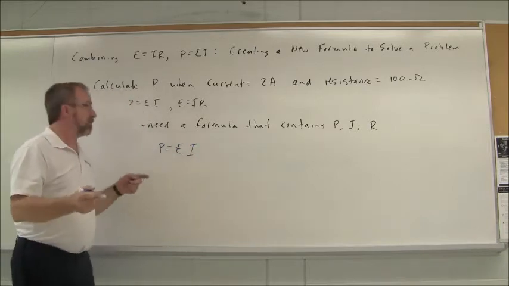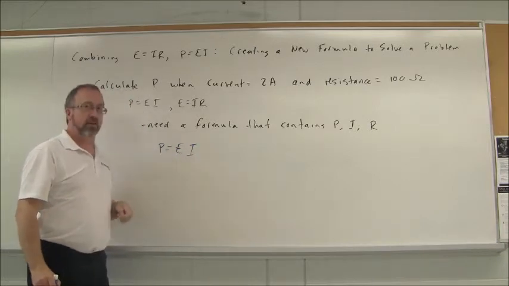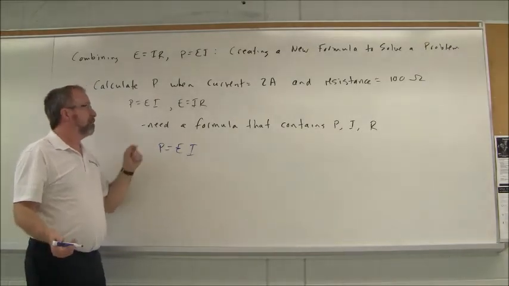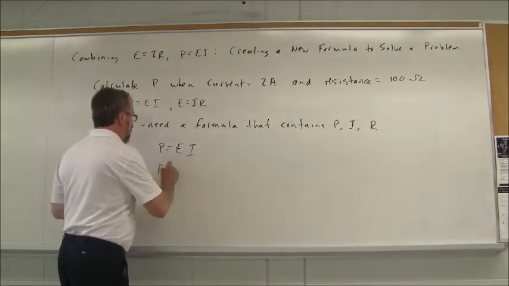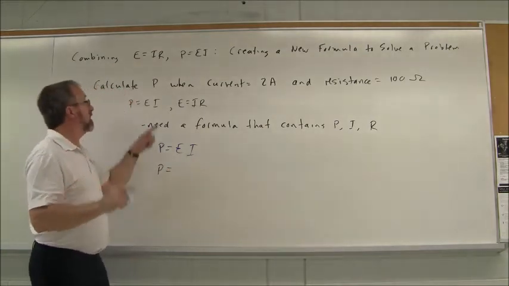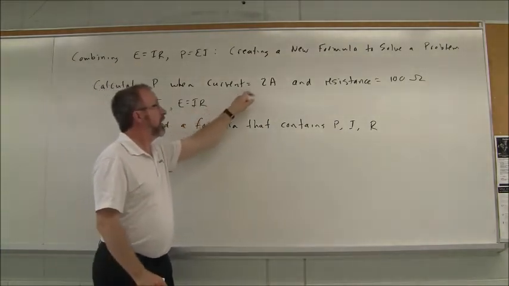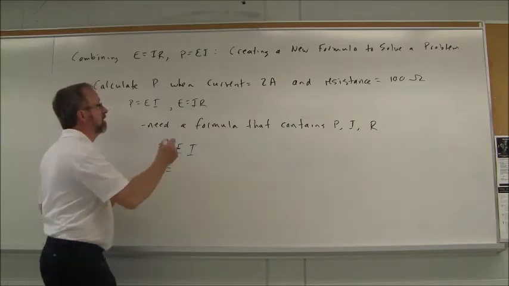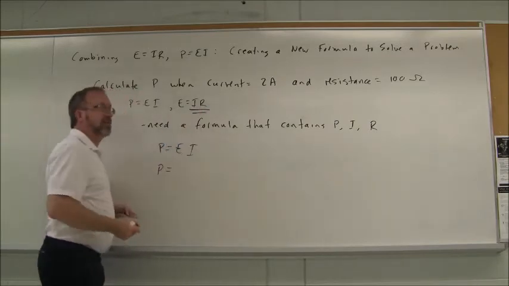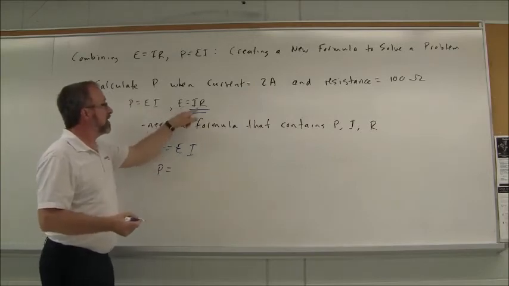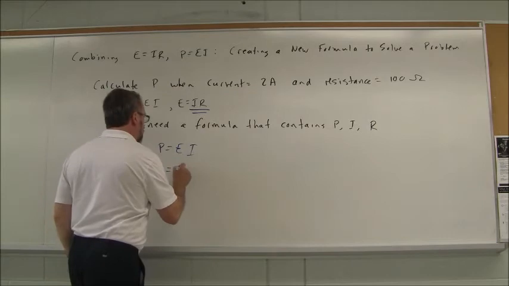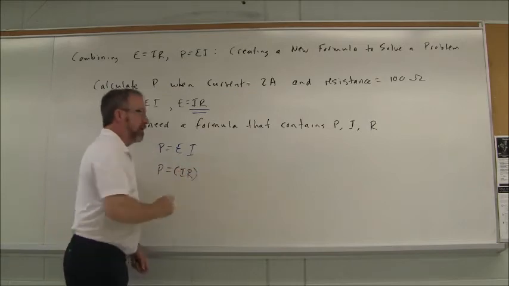So the original formula for power is voltage times current. And as mentioned, I don't have voltage. But I can make a new formula that has P, I, and R in it from the existing ones. So instead of E, since Ohm's law says E equals I times R, so I times R can represent E. So instead of E, I'll put I times R.